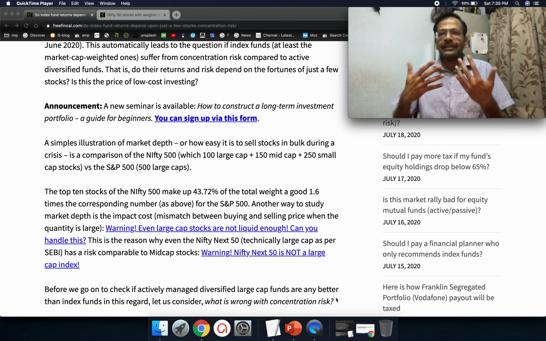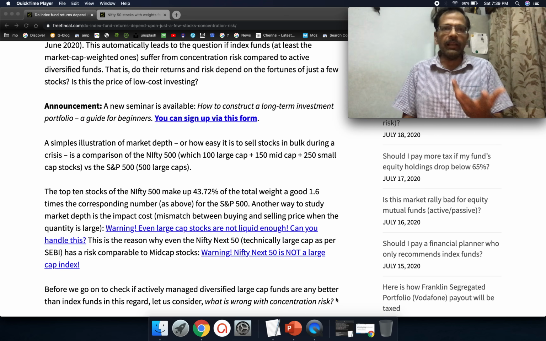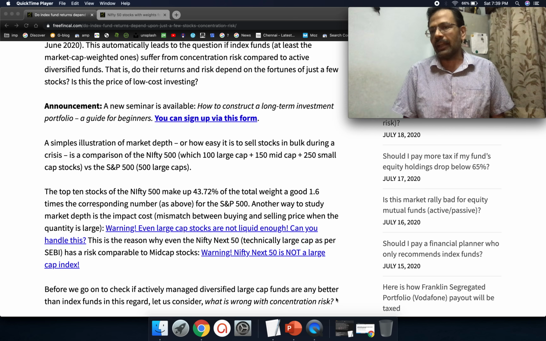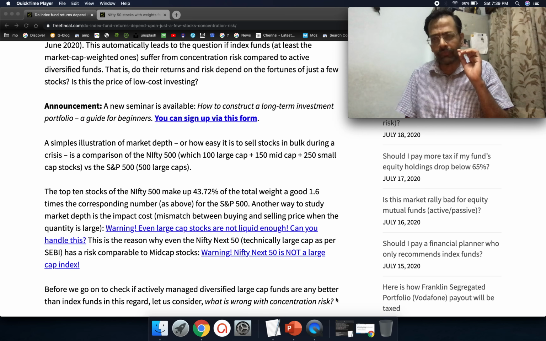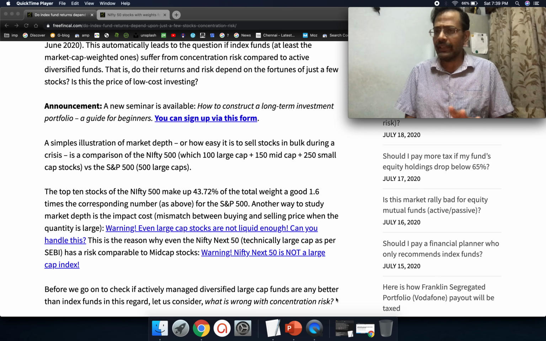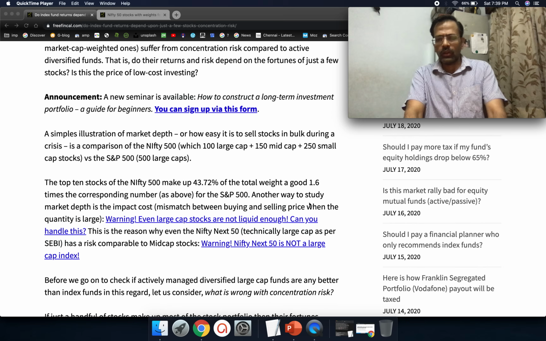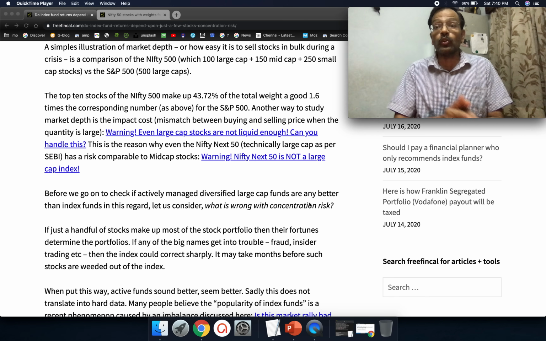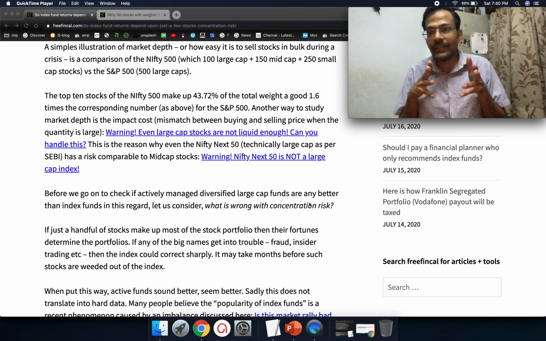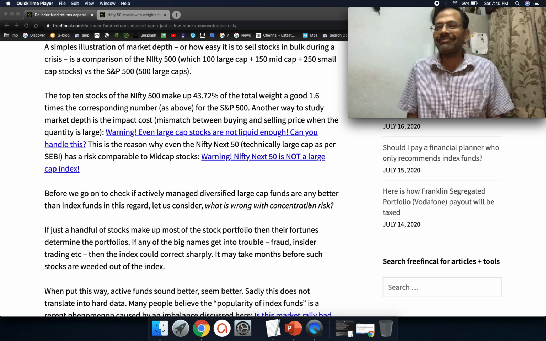So basically, the typical passive investor has to choose a market capitalization weighted index, and a market capitalization weighted index will always have this kind of weight-associated concentration risk. So the question is, okay, if I say I'm scared of this and I want to go to active large cap funds, is the situation better there? And the answer is not really.